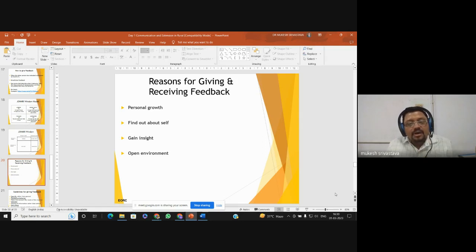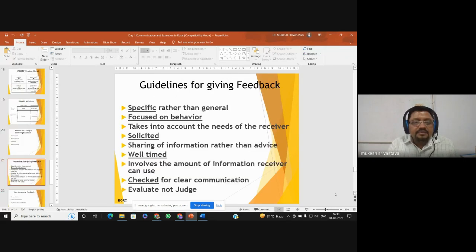And fourth is the open environment. When we talk about open environment, what is it? Open environment is that situation when you talk about those things which you cannot do on your own. It gives you situations or conditions in your life where you can think about those things which you were not thinking about before. So these are certain reasons for giving and receiving feedback.